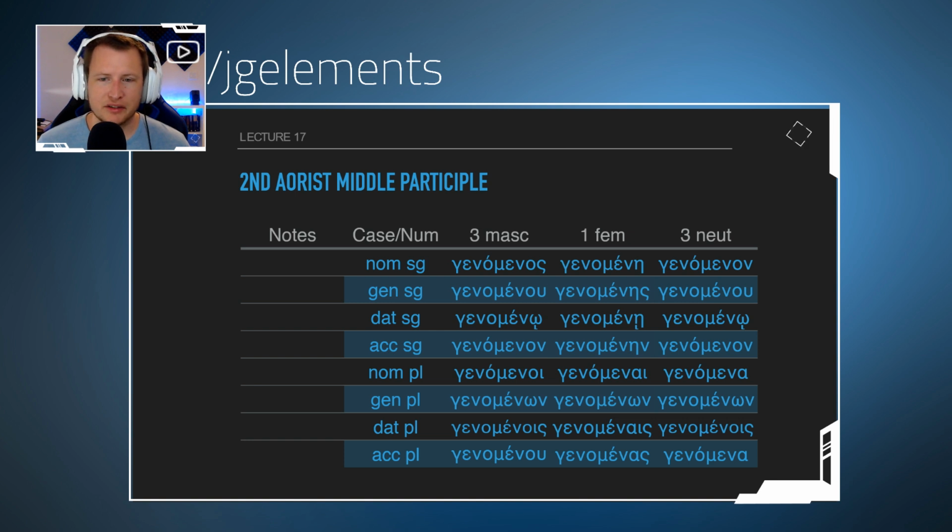With men in the middle, we can tell this is easily a middle participle. But this is ginomai, and here it is gen. So it looks weird. Second aorist. So genomenos, genomenou, genomeno, genomenon, genomeni, genomenon, genomenois, genomenou. Wait, that's not right. That should be genomenous. I believe it's there. I didn't make the table big enough. Let's see if I can fix that.